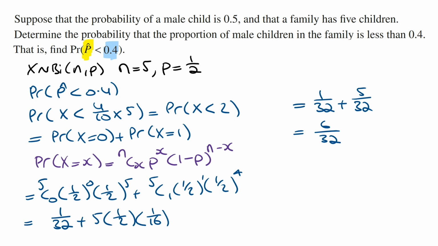And so simplifying this further, 2 goes into 6 3 times, into 32 16 times. And so the answer is going to be 3 on 16 in simplest form. And that's it for this question.